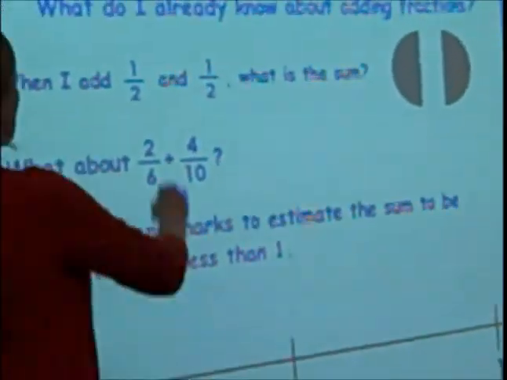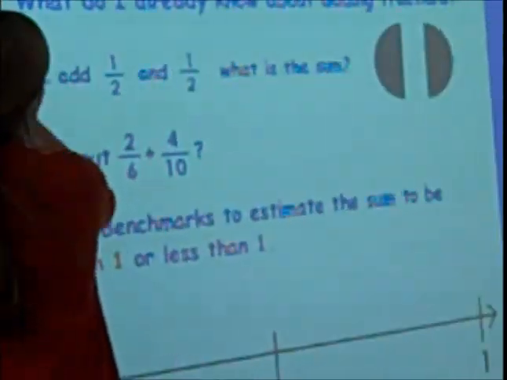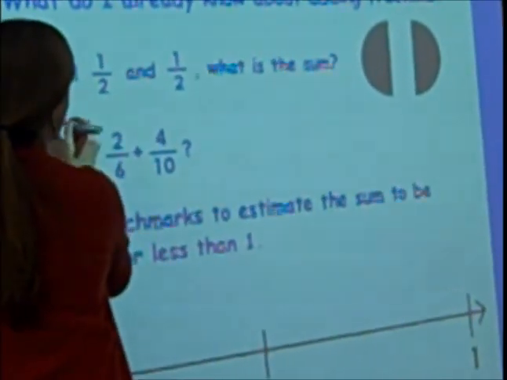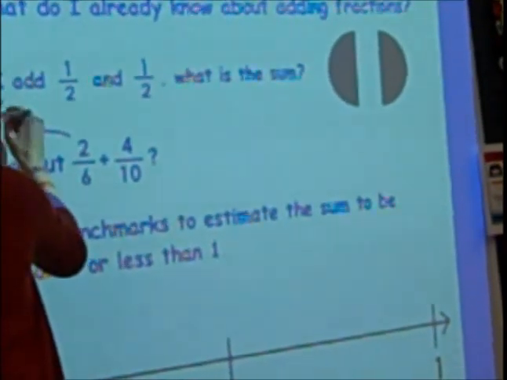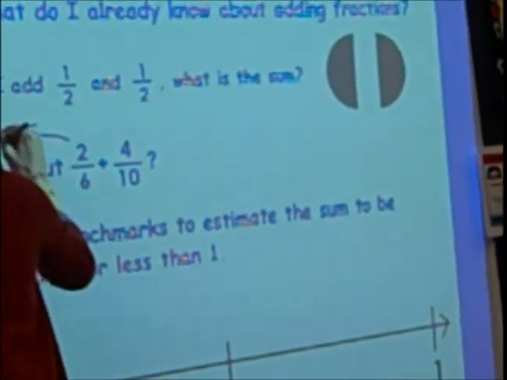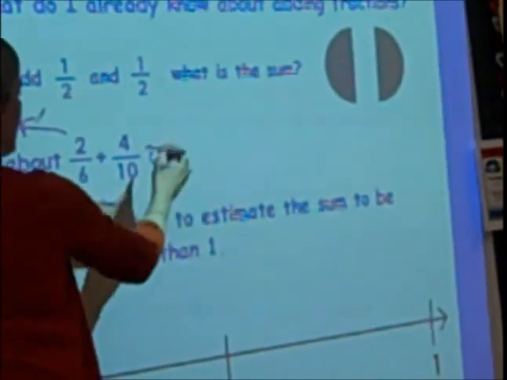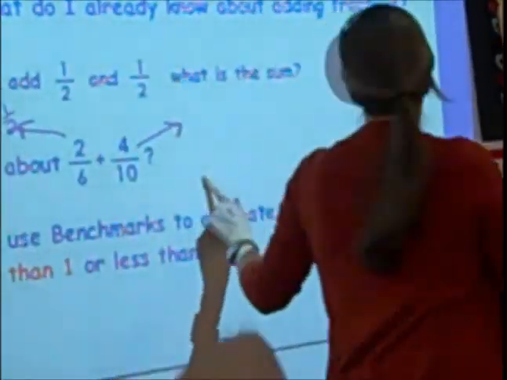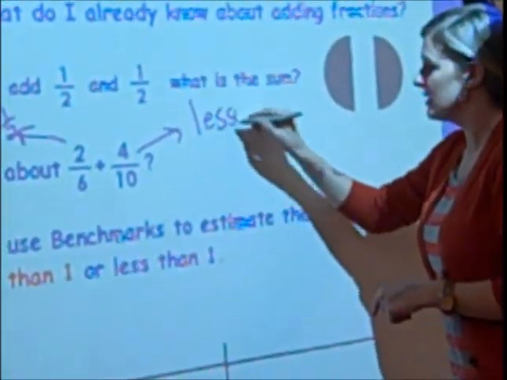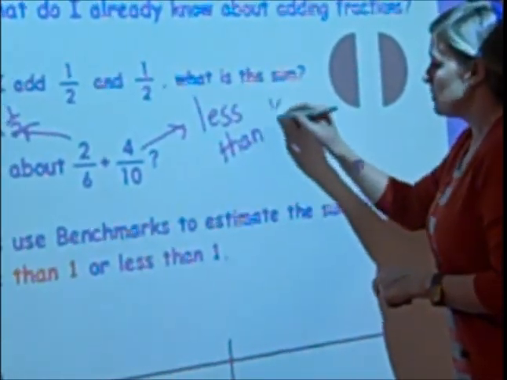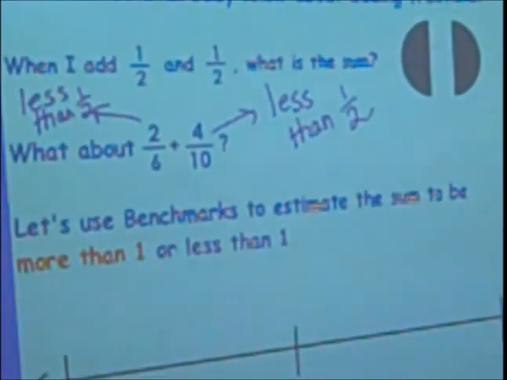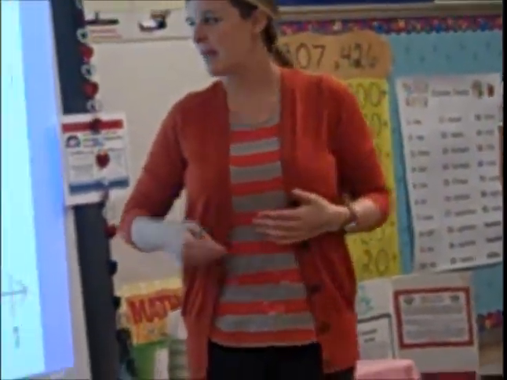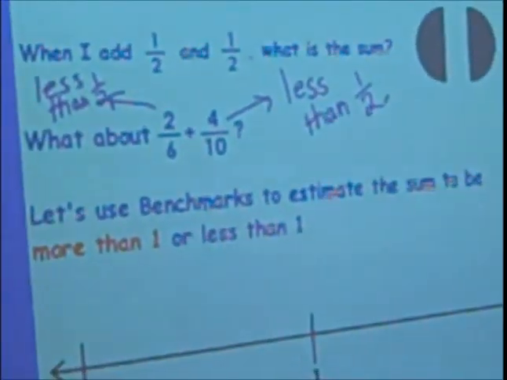And what we like to do is, to solve that problem, you would say, I know 2/6, that's less than 1/2, isn't it? What about 4/10? That's also less than 1/2, correct? So if I add 2 fractions that are less than 1/2 together, am I going to get 1 whole? No, I'll be under. So my answer here would be less than 1 whole.